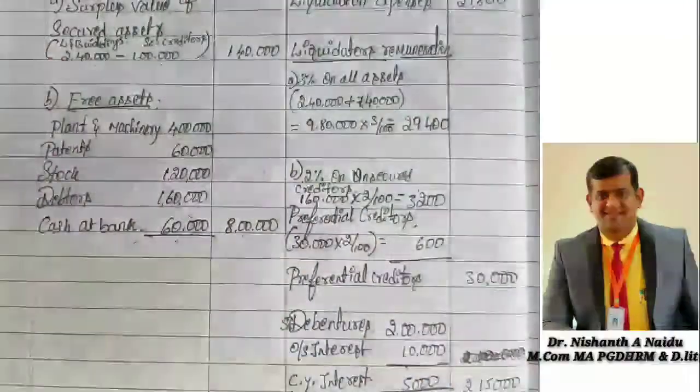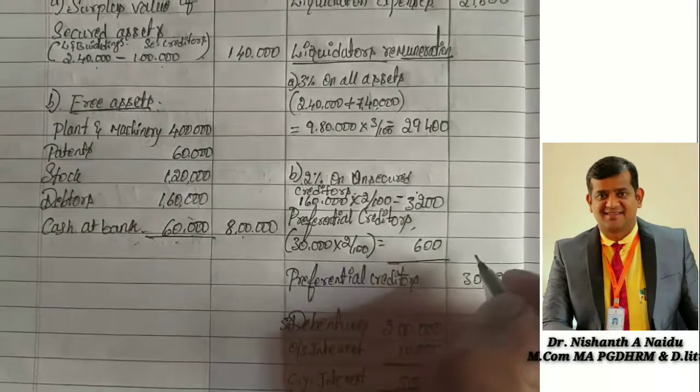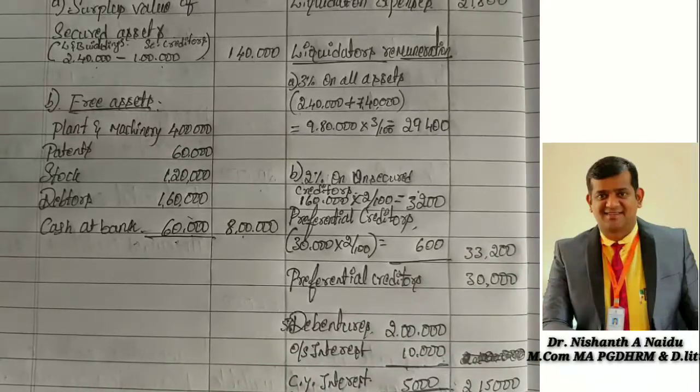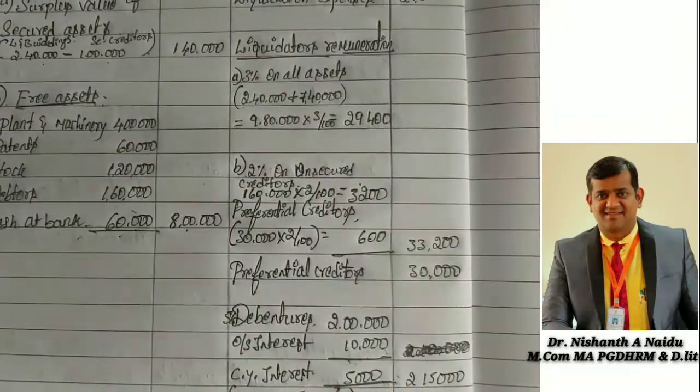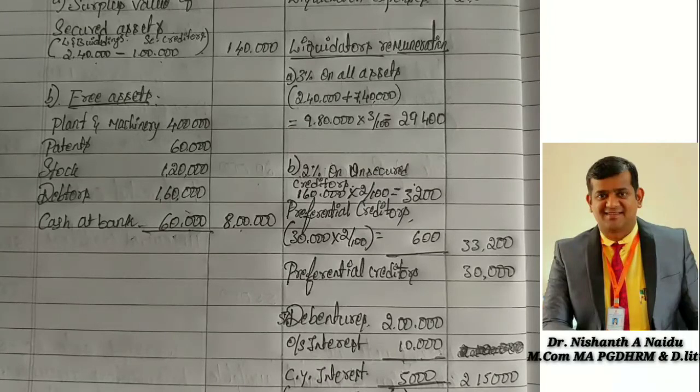So now add it and enter it. 29,400 plus 3,200 plus 600 rupees. So liquidators remuneration how much? 33,200 rupees. Got it? I believe you have understood. If not, you have to watch it again until you understand it clearly. Okay, 33,200 rupees we got. So now we are done with that.